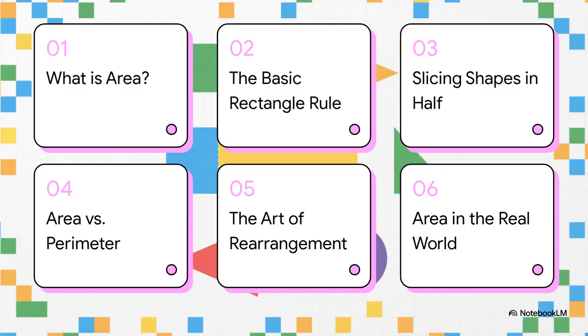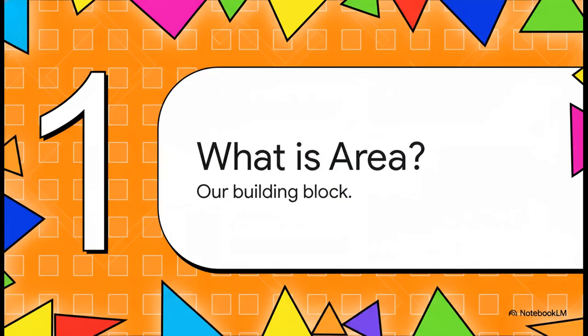Here's our plan. We'll start with the basics, what is area, then we'll get into the super useful rectangle rule. We'll see what happens when we slice shapes in half, and we'll finally clear up the difference between area and perimeter. Then we get to the really fun stuff, rearranging tricky shapes and seeing how area pops up all over the real world. Okay, so let's start at the very beginning.